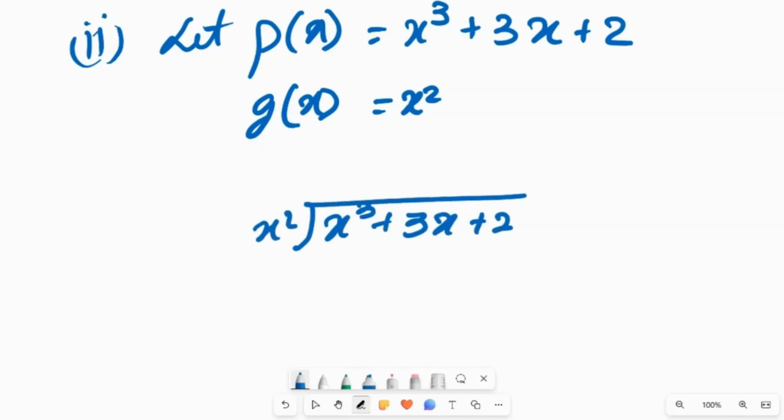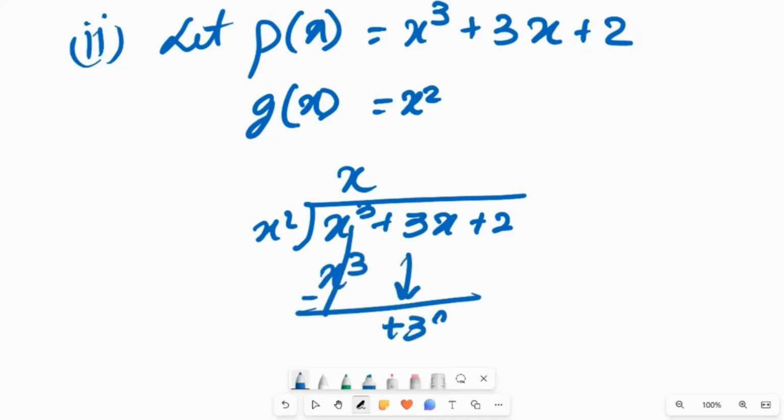Same procedure. What is the thing that is to be multiplied to the first term of g of x to get the first term of p of x? Well, first term of p of x is x cube and first term of g of x is x square. So I'd multiply x, right? So multiply by x. So this should be x cube. Change the sign, add them, bring the next one down.